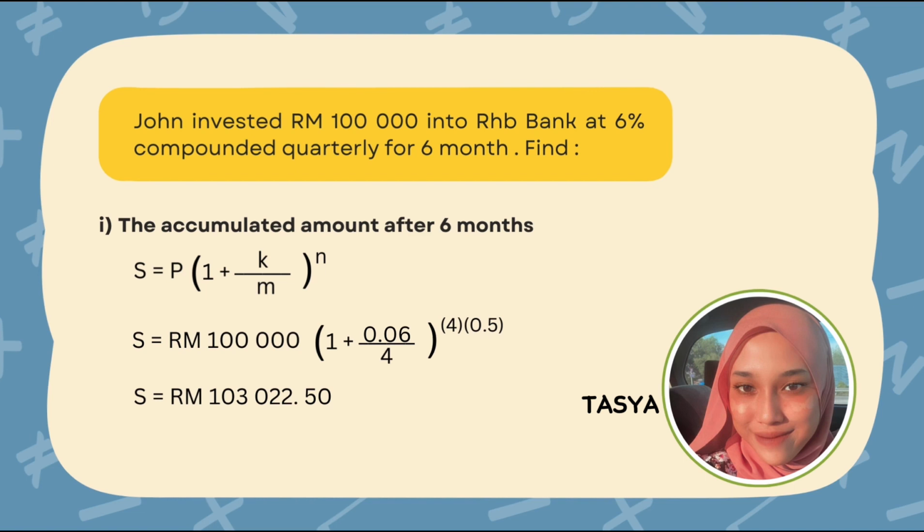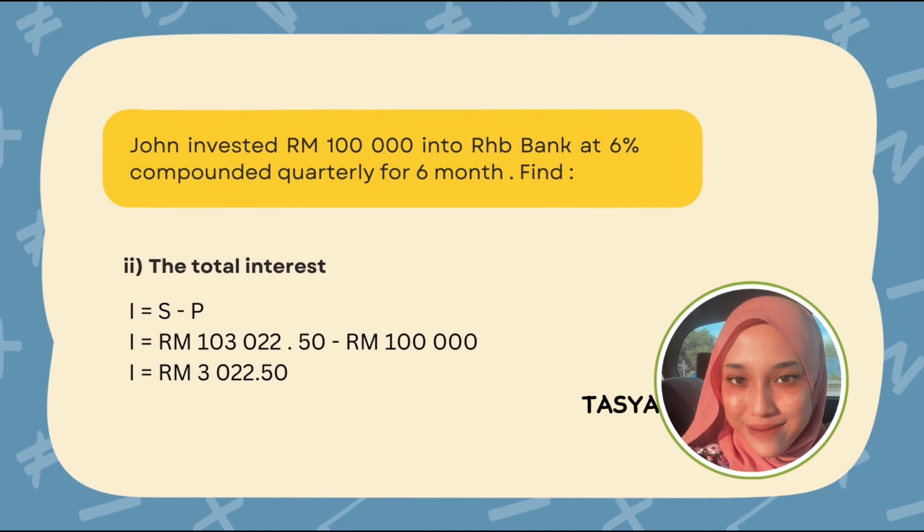Now, you need to insert all of the information into the compound interest formula. The formula is S equals P bracket 1 plus K over M with the power of N. So, the answer is RM 103022.50 cents.